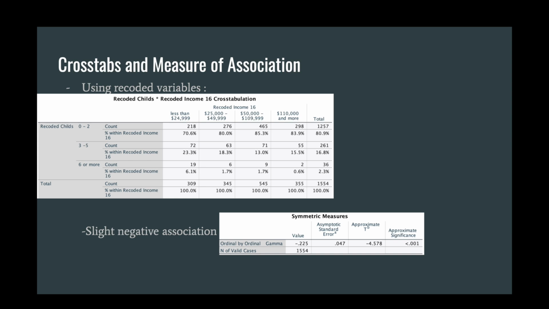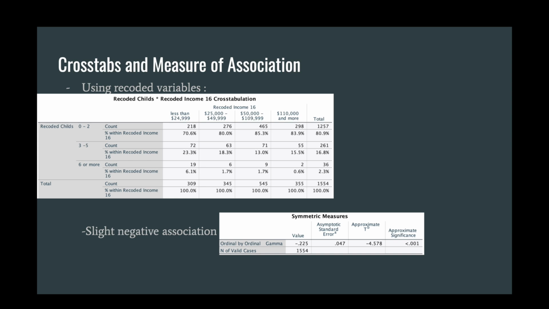Because both of my variables were ordinal, the measure of association I used was gamma. According to gamma, there is a negative association between my 2 variables. SPSS reports the value of gamma as negative 0.225. This means our ability to predict the number of children between 2 respondents is improved by 22.5%.